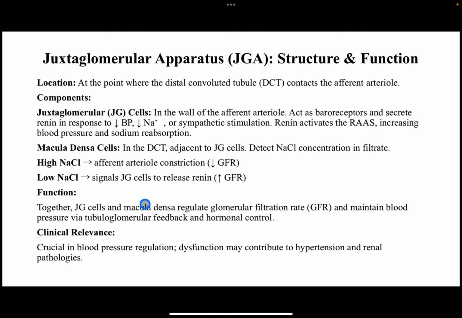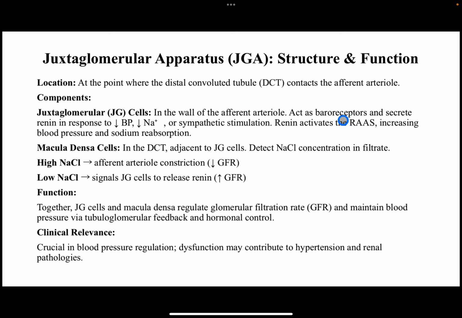The juxtaglomerular apparatus is the point where the distal convoluted tubule actually comes in contact with the afferent arteriole. So what components form the juxtaglomerular apparatus? You can be asked this in anatomy exams. The components that form the juxtaglomerular apparatus are the distal convoluted tubule and the afferent arteriole. Within the distal convoluted tubule, we have the macula densa cells, and within the afferent arteriole, we have the juxtaglomerular cells. They are within the walls of the afferent arterioles.